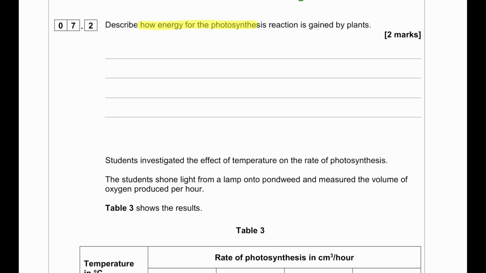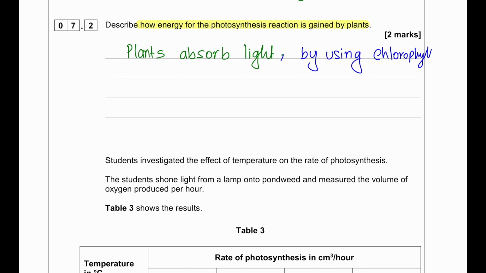Describe how energy for the photosynthesis reaction is gained by plants. Plants absorb light by using chlorophyll or chloroplast within its cell.